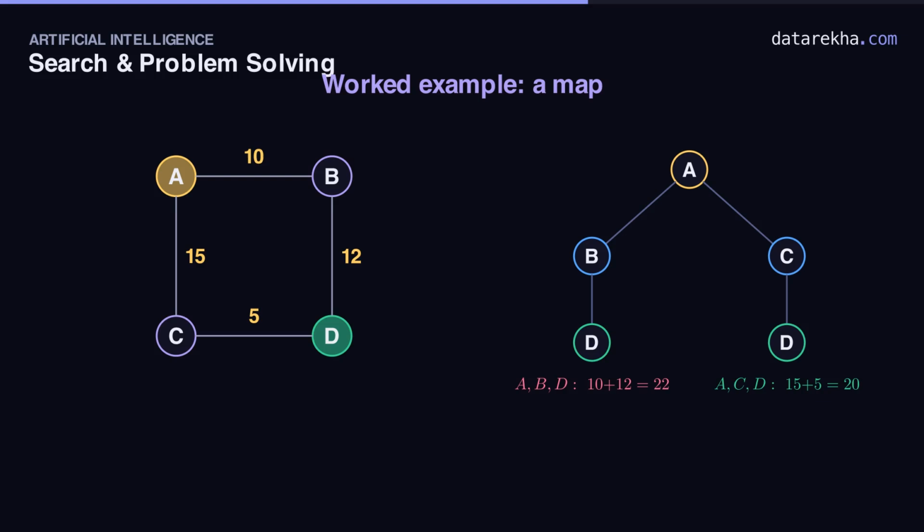The left one reached D by A, B, D, 10 plus 12, 22 kilometers. The right one reached D by A, C, D, 15 plus 5, 20 kilometers. Same state, 2 nodes, 2 different path costs. There is node is not state, right in front of you. The optimal solution is the cheaper one, A, C, D at 20 kilometers. And notice, if we'd stopped at the very first D we reached, we might have locked in 22 and missed it. That's why path cost matters.